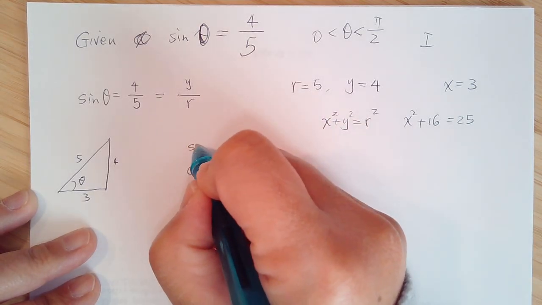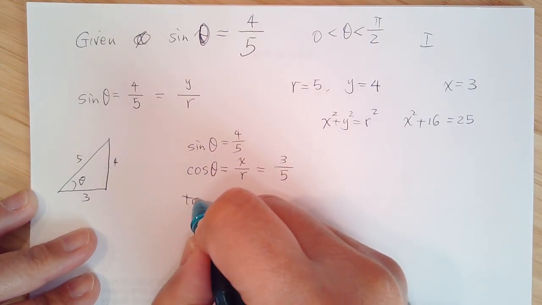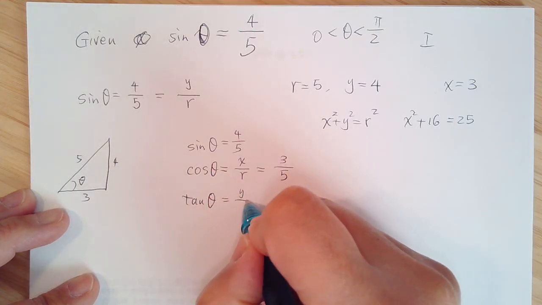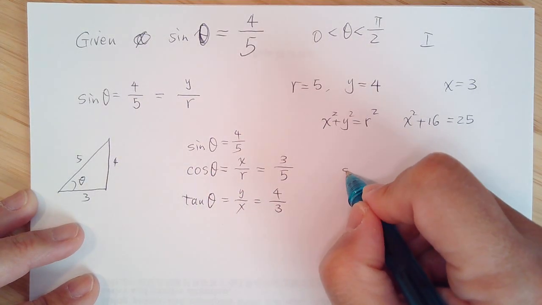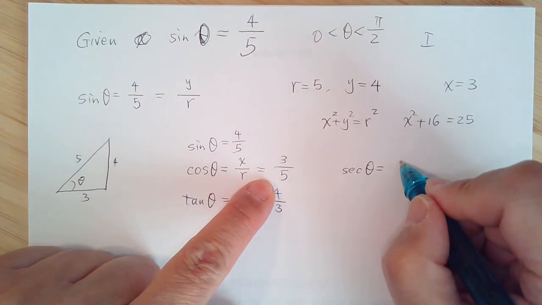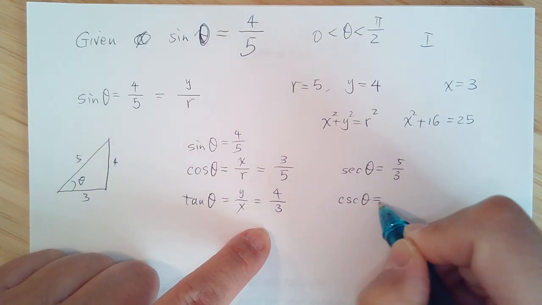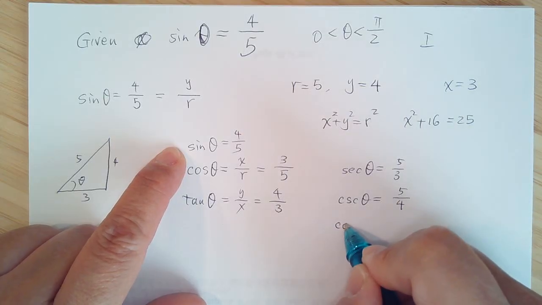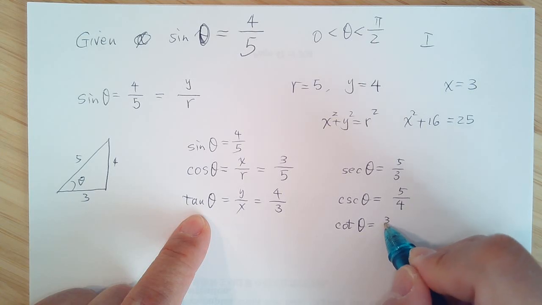And let me just write it just in case. Sine theta is 4 over 5. And what about tangent theta? Tangent theta is y over x, which is 4 over 3. Secant theta is the reciprocal of cosine, so it's 5 over 3. Cosecant theta is the reciprocal of sine, so it's 5 over 4. And the cotangent theta is the reciprocal of tangent, so it's 3 over 4.